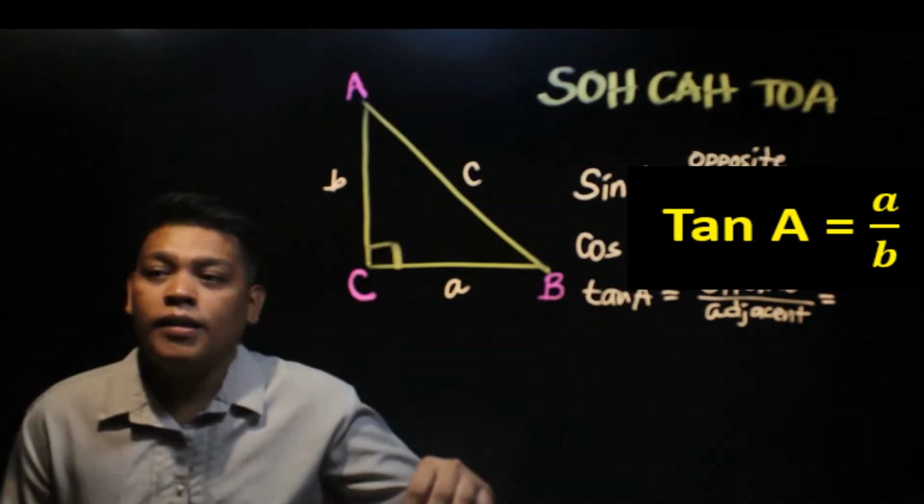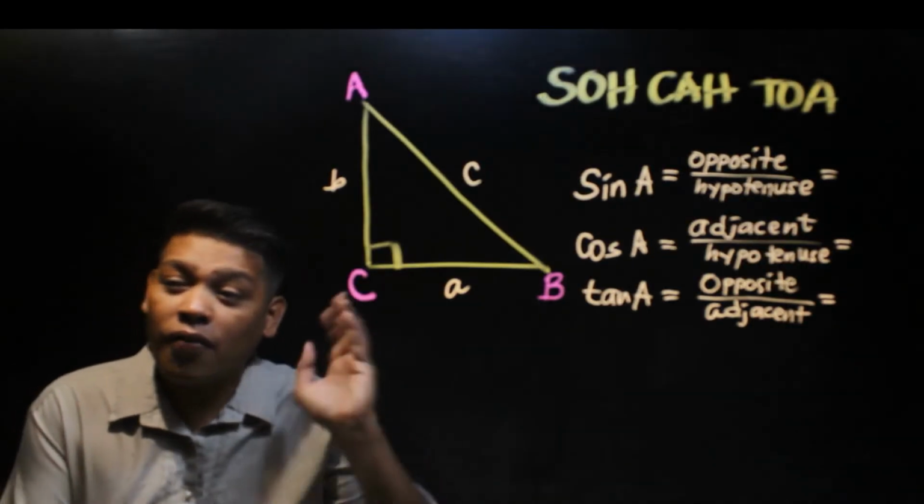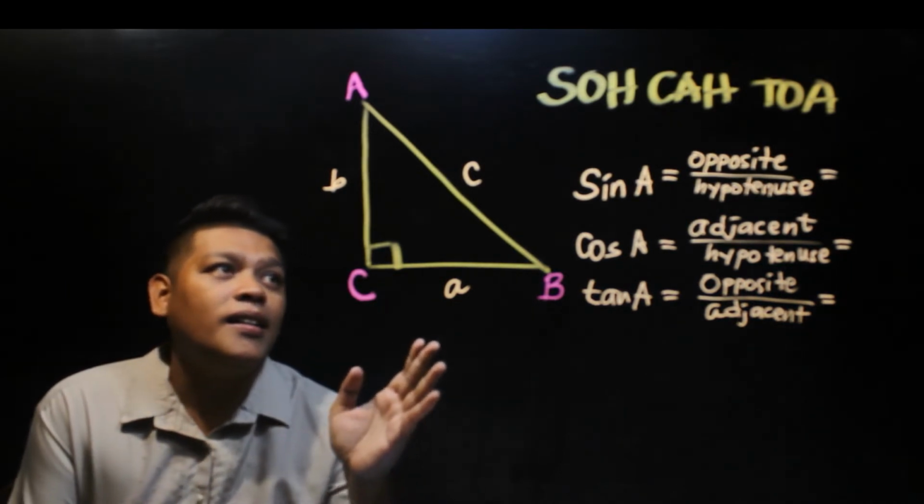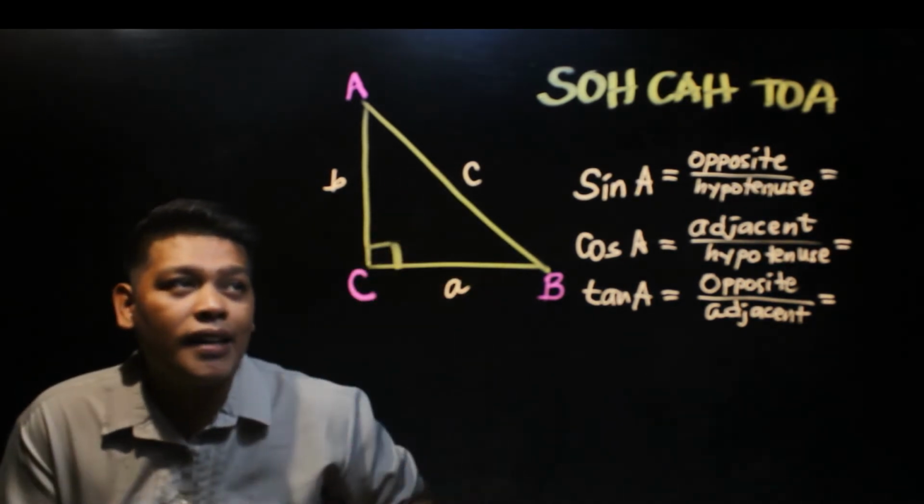Did you get it? So just to be clear, referring to this triangle, SOHCAHTOA means the sine is equal.